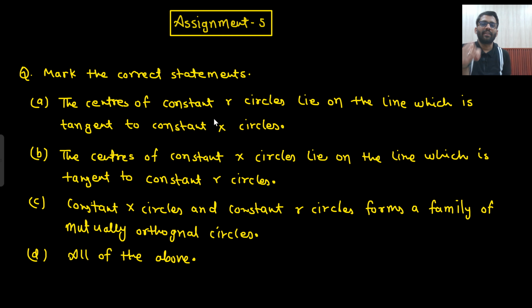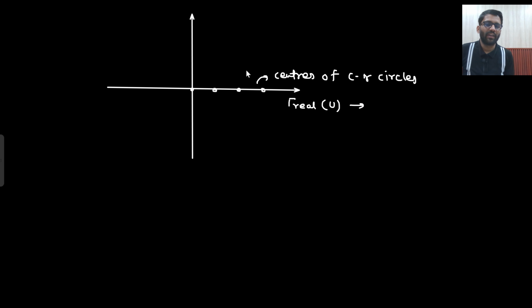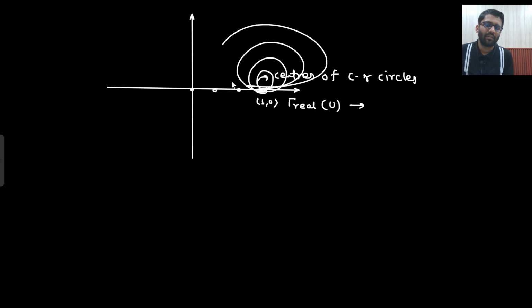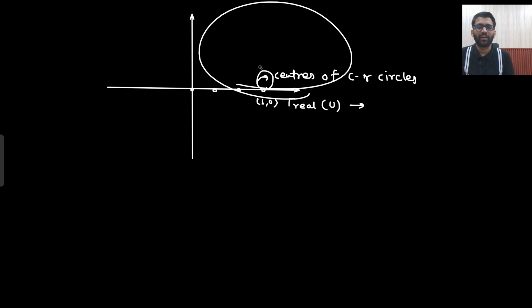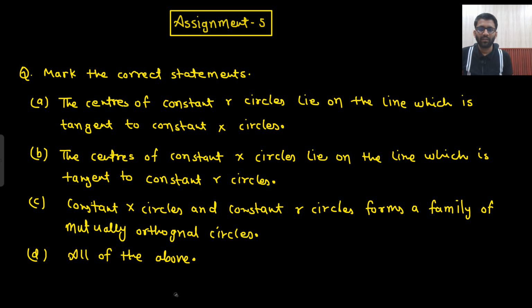Now what they are saying, the centers of constant R circles lie on the line which is tangent to constant X circles. So where are constant X circles? Let's just say this point is 1, 0. So constant X circles will be somewhere here. So what is the common tangent to all the constant X circles? This we have already seen, this line only. So yes, this statement is correct, that the centers of constant R circles are lying on the axis which is tangential to all the constant X circles. So the first one is absolutely correct.